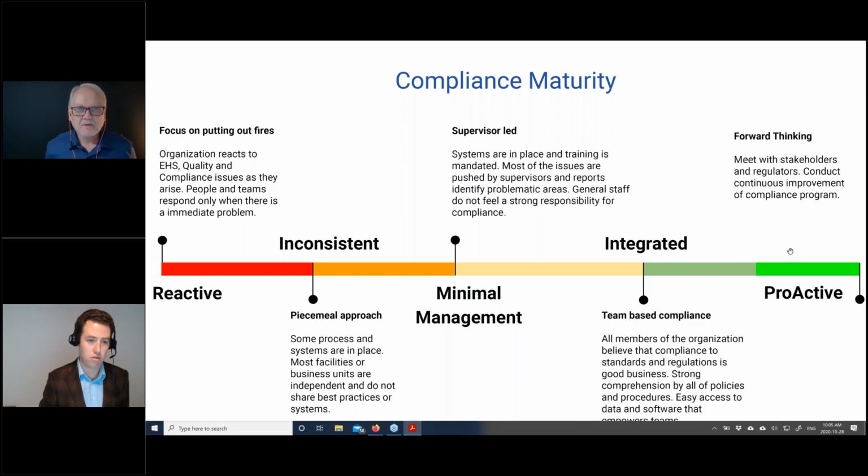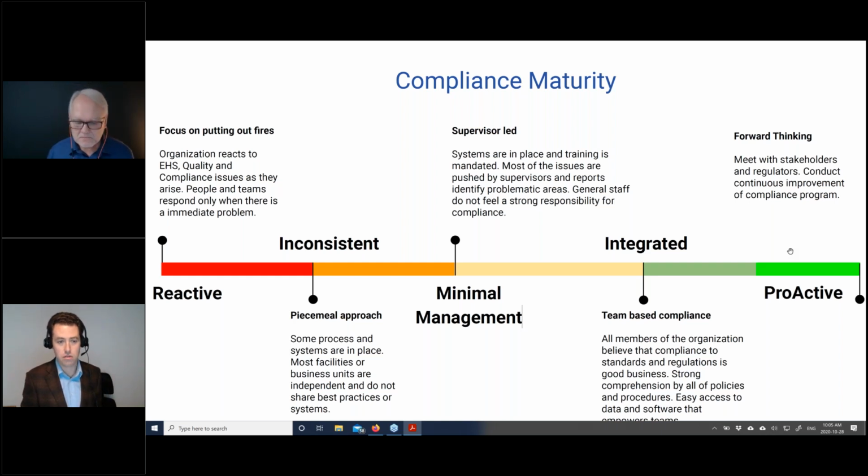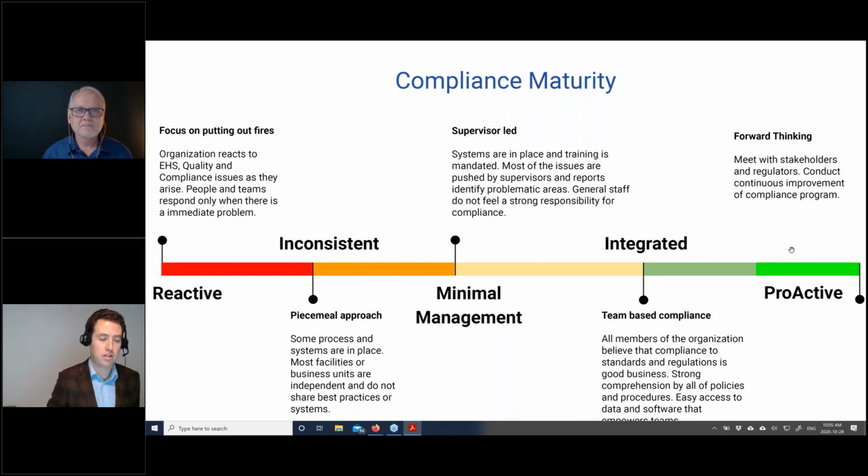Everybody knows what they need to do, why they need to do it, when they need to do it, and how they need to do it. And if you achieve that, you will definitely find cost savings, operational improvements, and a lot of other benefits.